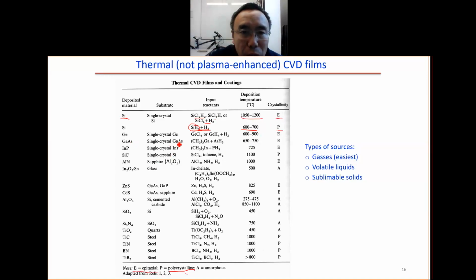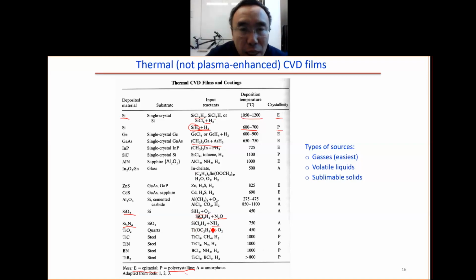For the germanium, we can use germanium tetrachloride. Gallium arsenide, we will talk about gallium arsenide. Indium phosphide, like this. Silicon carbide, aluminum nitride. Silicon oxide, we talk about silane plus oxygen, and we also talk about SiCl2H2 plus N2O. The silicon nitride, this gas, and ammonia gas.